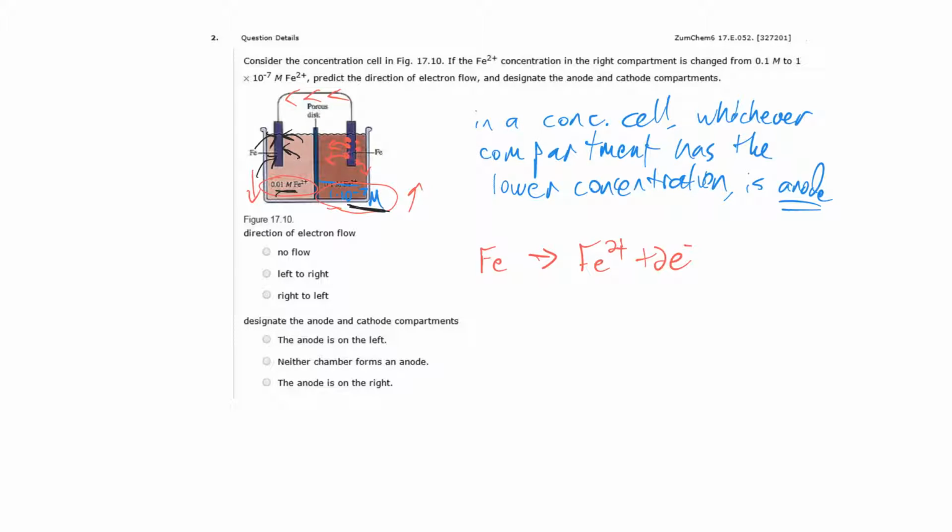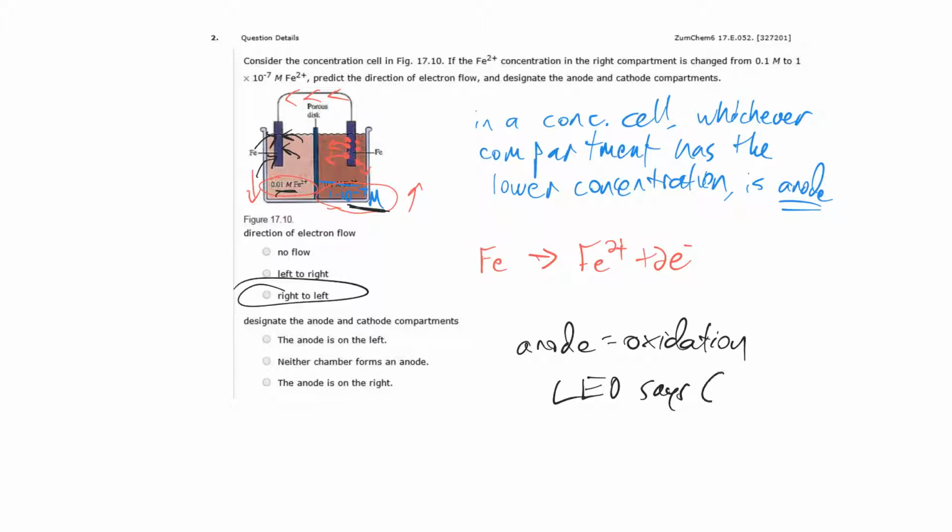Okay, so to answer the question, the electrons are going to be flowing from right to left, and since anodes are always the place where oxidation occurs, and Leo the lion says grr, that means losing electrons is oxidation. That means that the anode chamber is on the right.